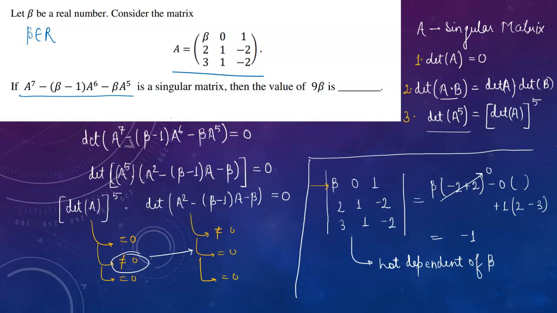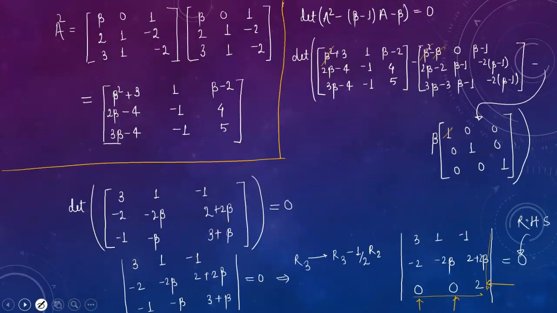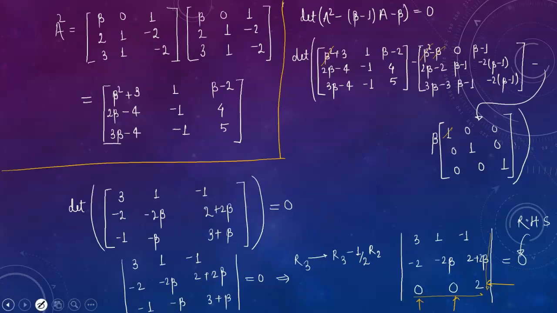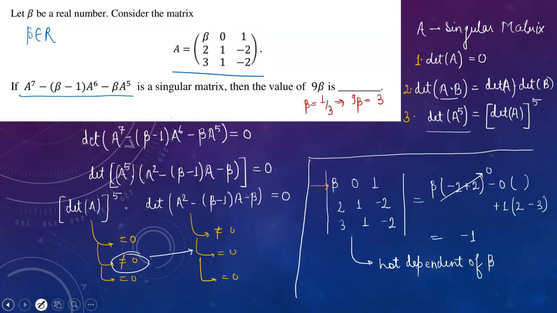But in the question, 9 beta is asked. So what will be 9 beta? Since beta is 1 upon 3, 9 beta will be 3. Fine. Since we can see that the matrix calculation makes this question lengthy, but the question was not that tough.